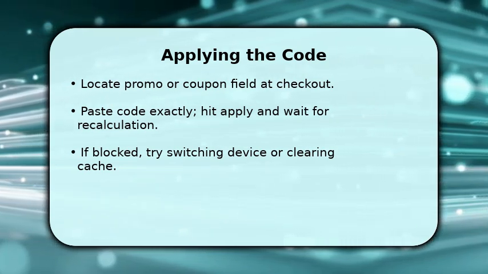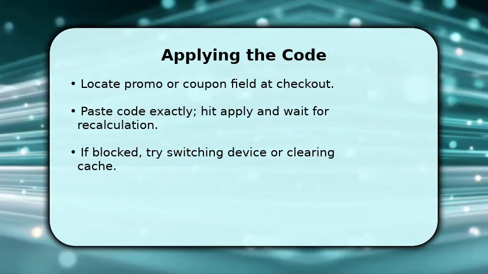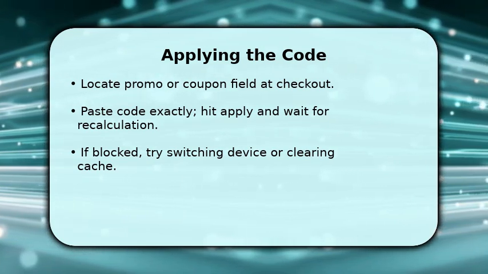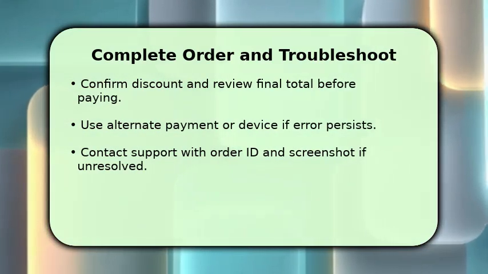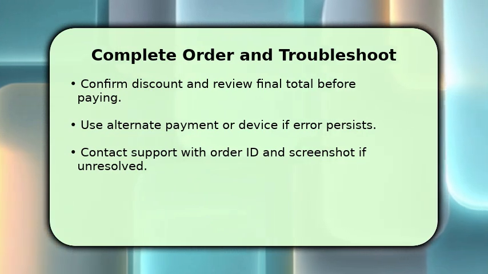Also verify the code's expiry and item eligibility. Understanding those rules prevents wasted attempts. Continue only after you see the discount reflected in the final price. Finalize by confirming the discounted total, then select payment and place the order. You should receive an order confirmation number.